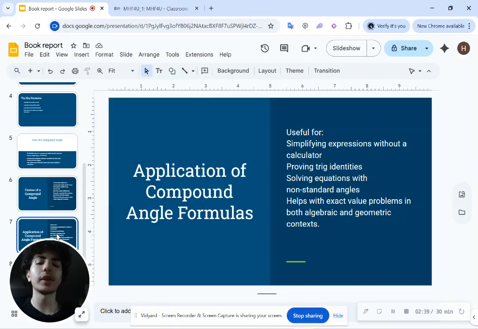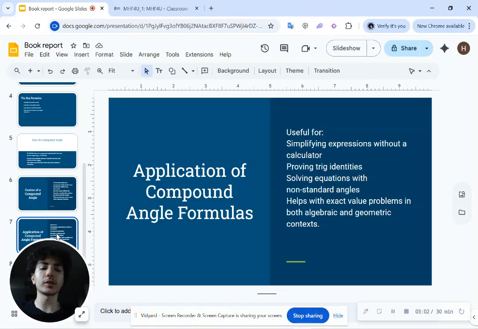Application of compound angle formulas. Useful for simplifying expressions without a calculator and proving trigonometric identities. So, simplifying expressions without a calculator. Let's say you never have a calculator on you, or you don't want to go on your little calculator, you could always just do it without a calculator. It makes the process a lot faster, easier to work with, and just easier all around.